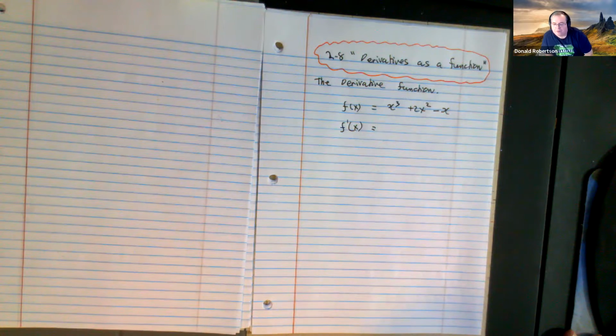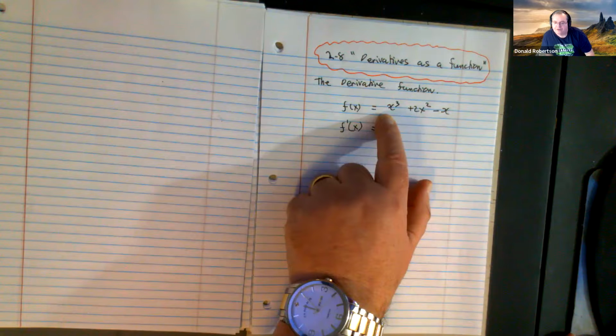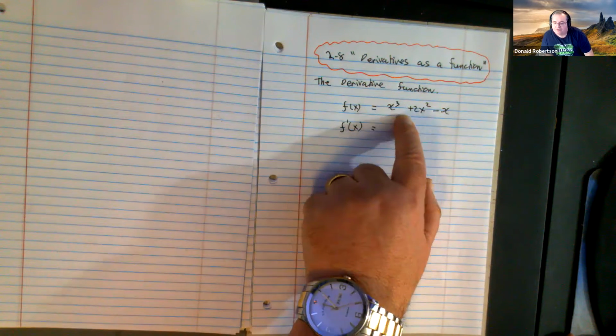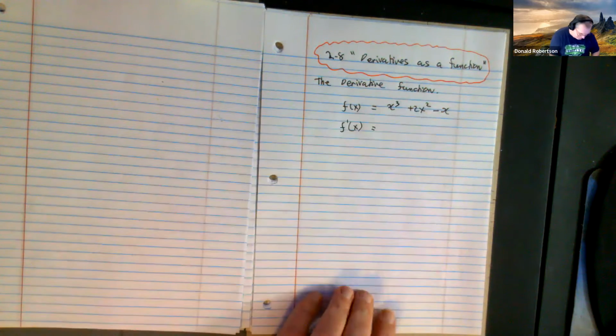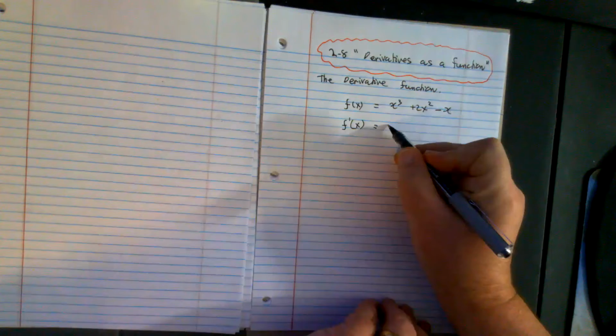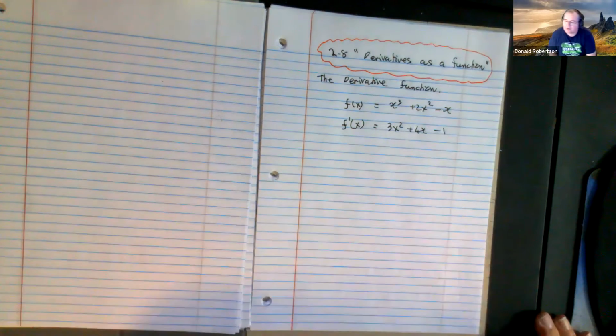Using the power rule, the shortcut, we should be able to tell what the derivative of this is, right? So anybody want to have a shot at it? What would the derivative of this function be? 3x squared plus 4x minus 1. You nailed it. You all comfortable with that?